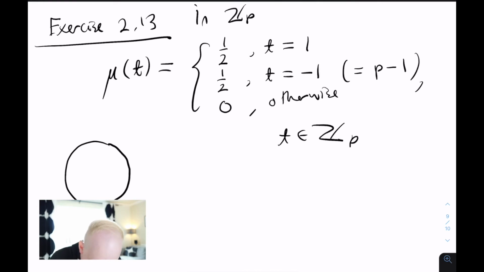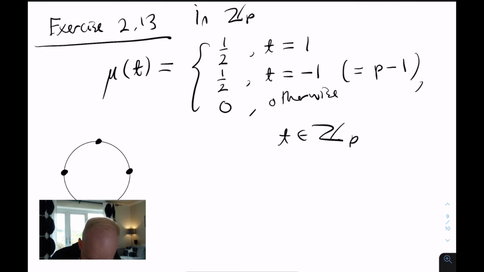So what we have here is a mu that looks the following. We have the circle again. Let's take four elements, for example, just to be clear. Here is the 1, this is 2, this is 3, this is 4, and 3 is minus 1, that's the inverse of 1 in this group. So you have these possibilities, a half at 1 and a half at minus 1, and 0 at the others.